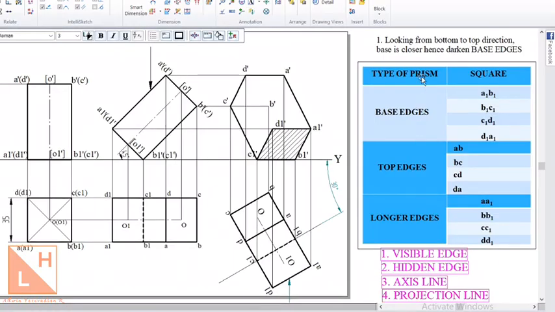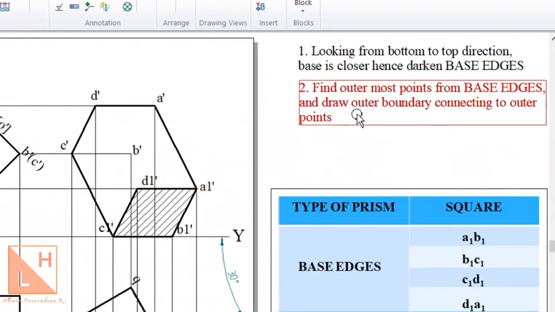So remember the steps that we have followed. The second step we do is find the outermost points from the base edges.